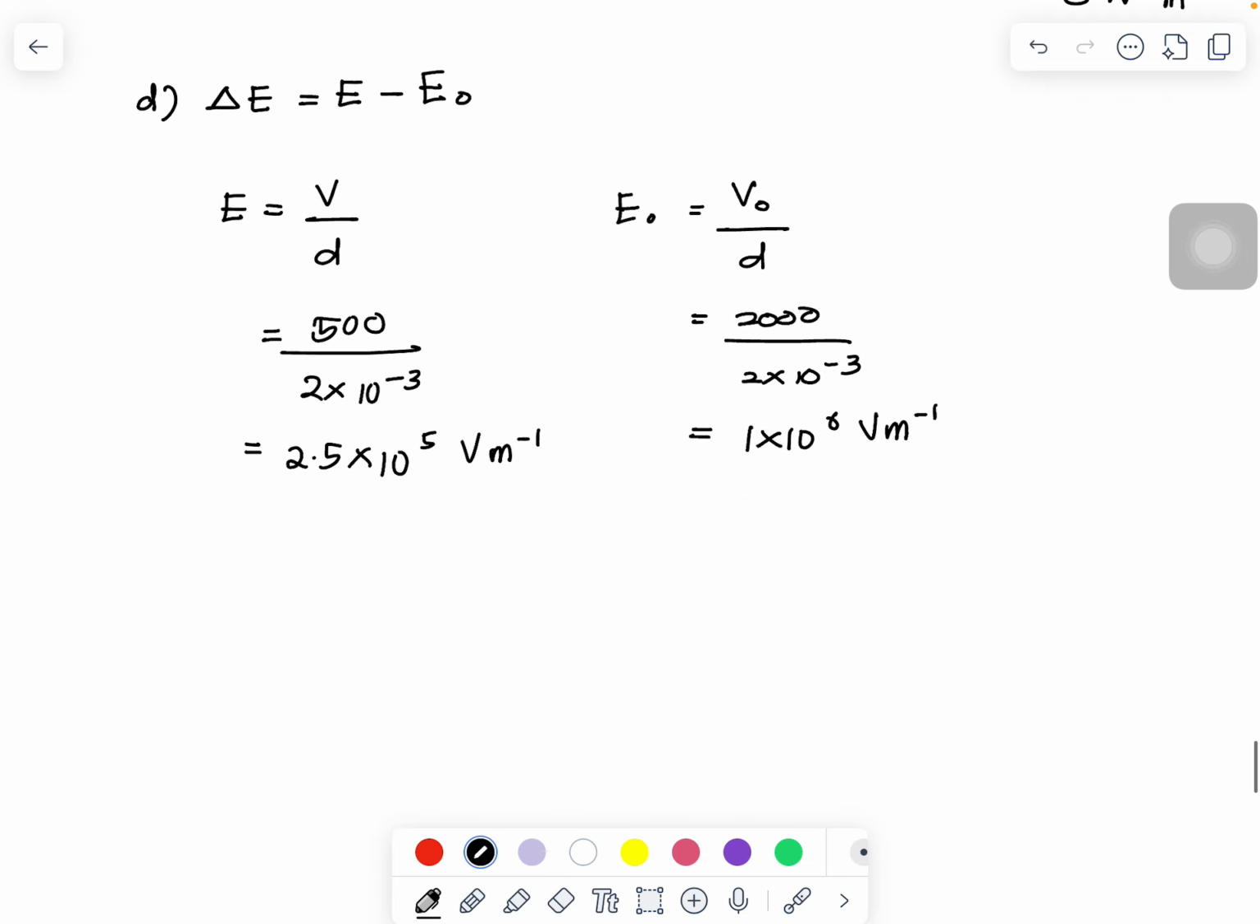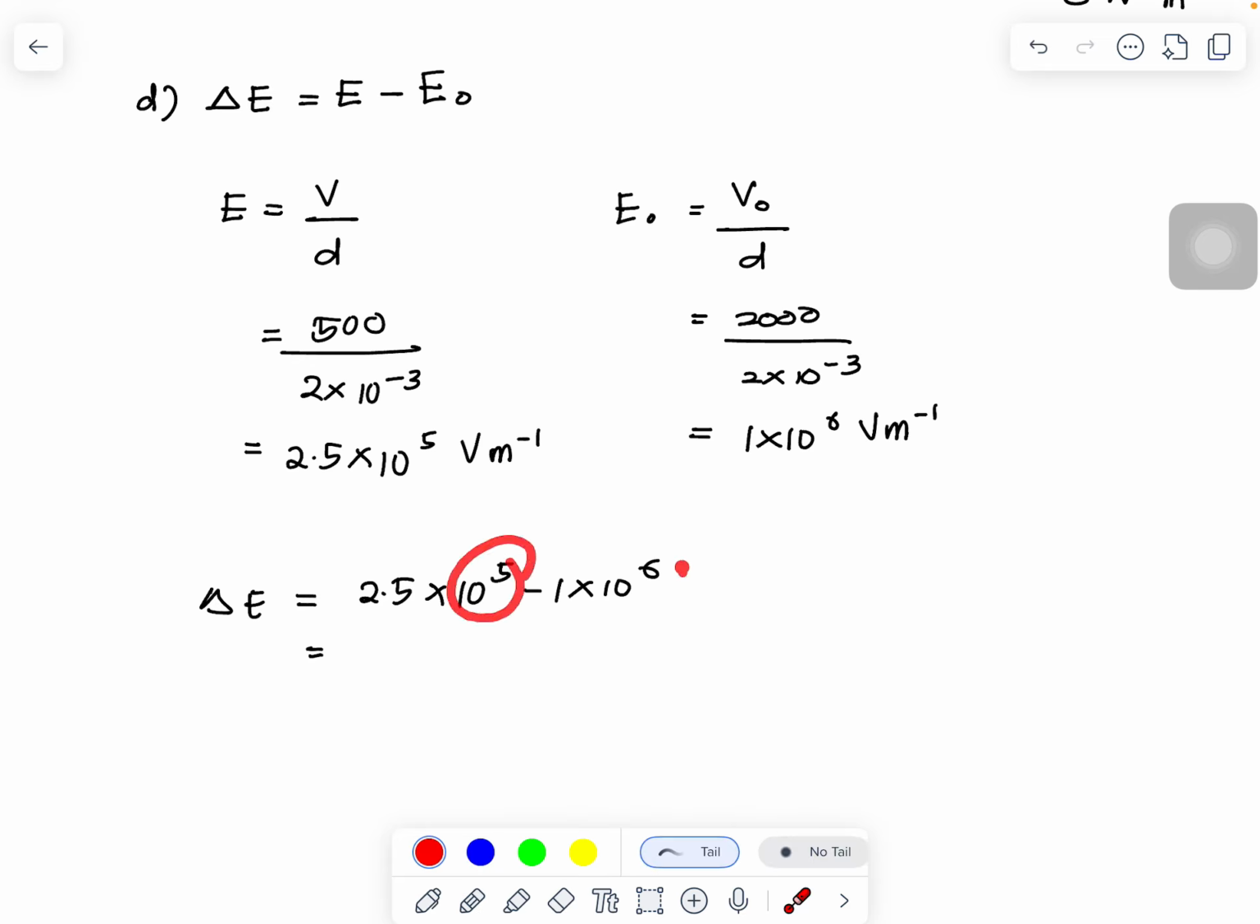So to find the change, just tolak. Delta E equal to final, dia mesti final lah, final minus initial, which is 2.5 exponent 5 tolak 1 exponent 6. So value kecil tolak value besar, so kamu akan dapat negatif lah kan. 7.5 exponent 5 volt per meter. You can ignore the negative because we just want to find the difference only. Berapa banyak sudah dia berubah. So can ignore the negative lah. So this is the change in the electric field.